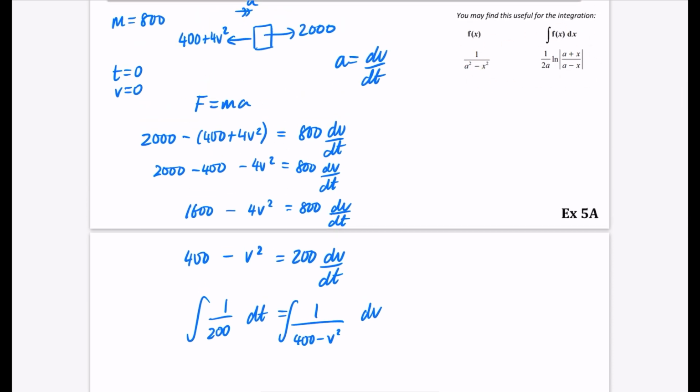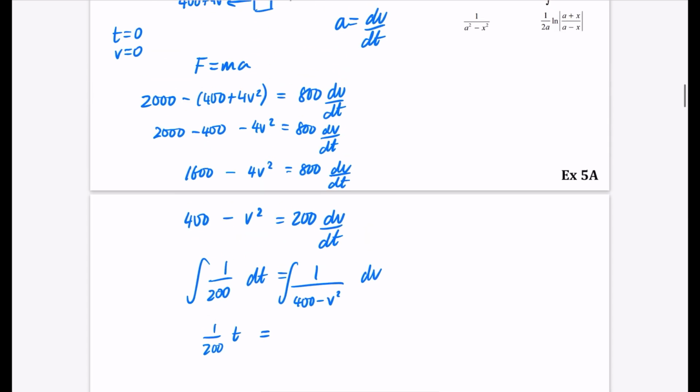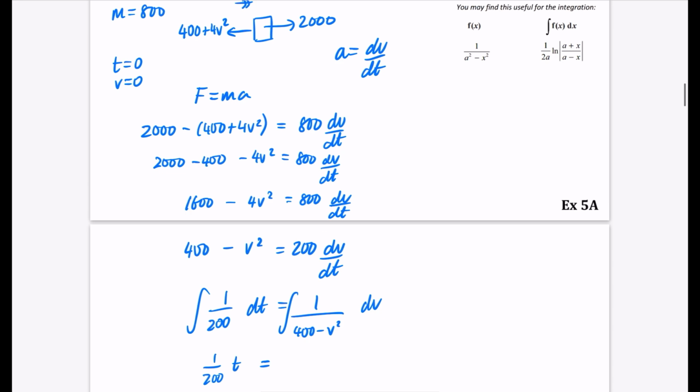The more you do, the more you'll be aware of what is inside the formula book. So integrating this, I get 1 over 200t equals, using the formula book here. If you don't use the formula book, you'd have to factorize this, do partial fractions, and then integrate it, and it would then combine into this thing. But we're very lucky, we are just going to use the formula book.